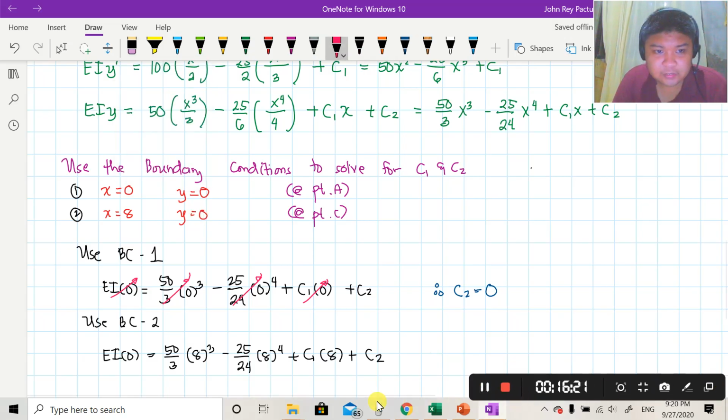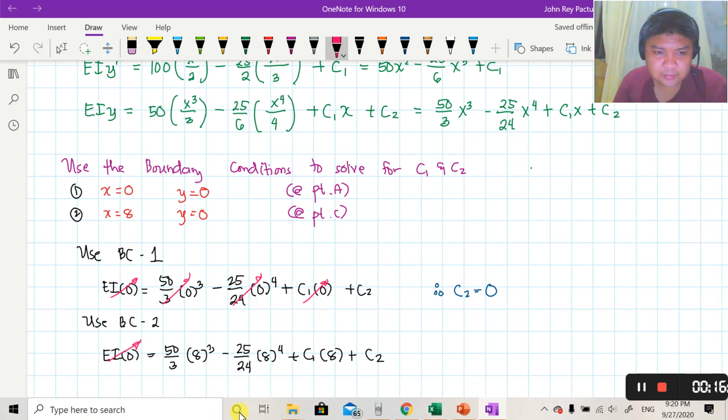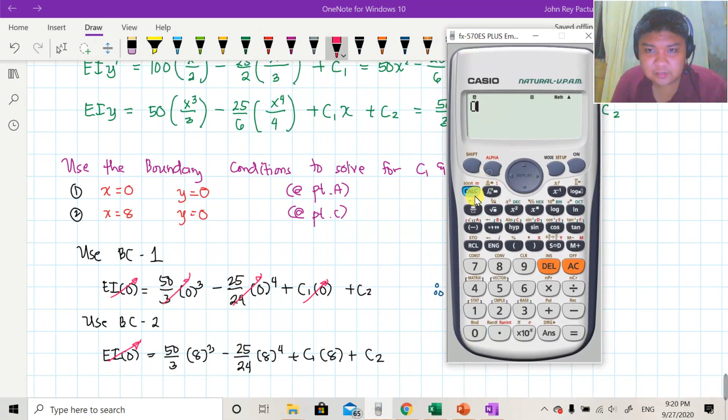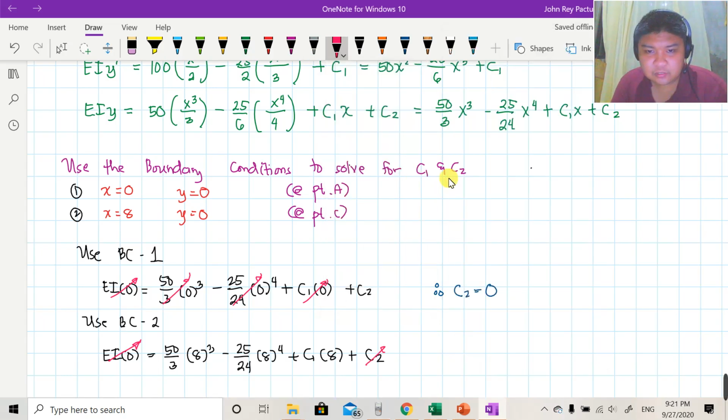So, halimbawa dito, alam niyo naman ang EIY, ito automatic magiging 0 yan class kasi nga multiplied by 0. So, pwedeng ang gawin na lang natin shift solve, 0 equals 50 over 3 times 8 cube minus 25 over 24 8 to the fourth, plus C1 times 8, of course, plus C2. Di ba nga, yung C2 natin class is 0. Nakalimutan ko palang ilagay. 0 na to. Kasi na-compute pa lang natin dito class, no?